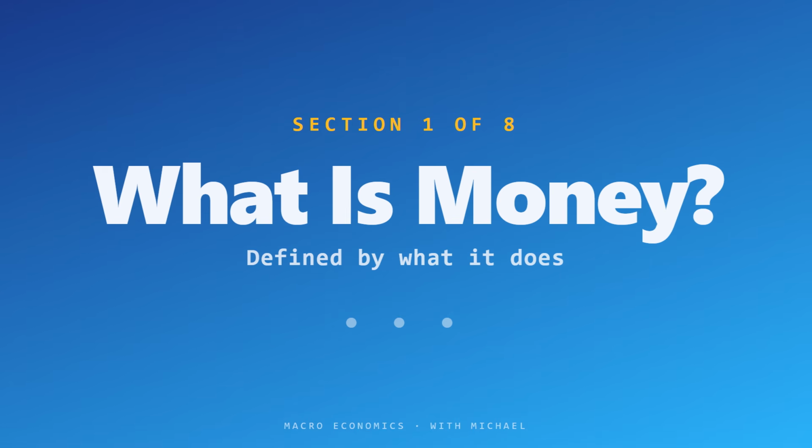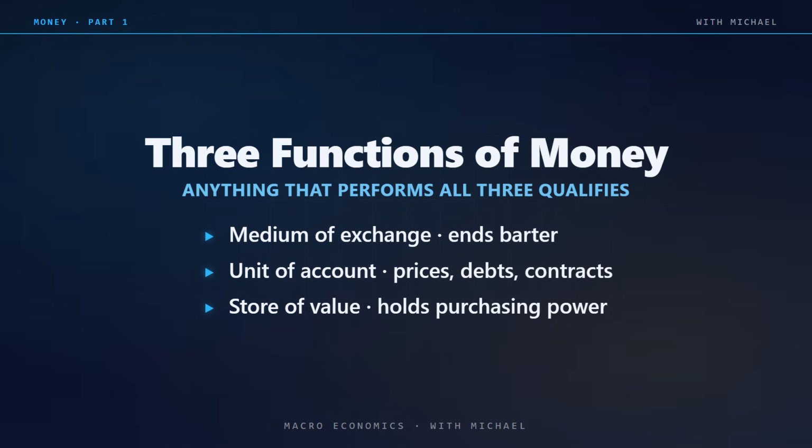Second, it is a unit of account. Prices are quoted in money. Contracts are written in money. Debts are denominated in money. This common yardstick lets us compare values across very different goods. Third, it is a store of value. Money holds purchasing power over time, at least when inflation is low. You can sell something today and buy something else next month, with the money holding its value in between.